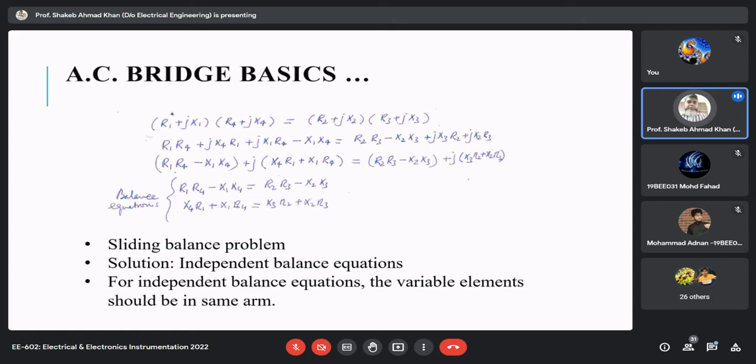To achieve this requirement that is associated with all the AC bridges, AC bridge balancing is not an easy task. It is a difficult task. It is not that it is not possible, but balancing an AC bridge is difficult in comparison to the Wheatstone bridge.